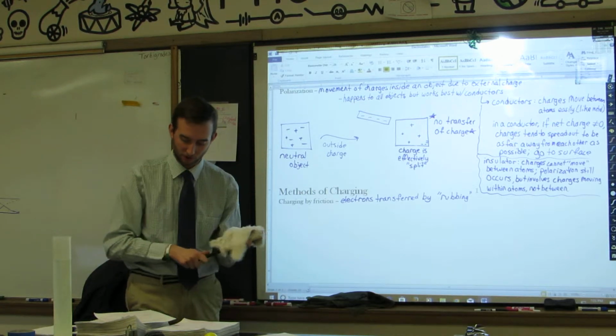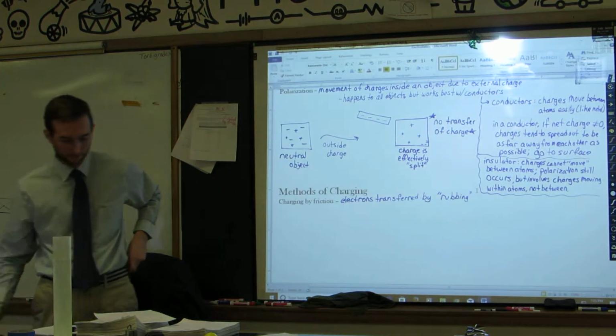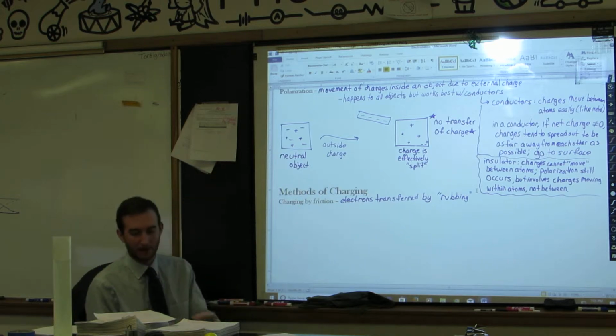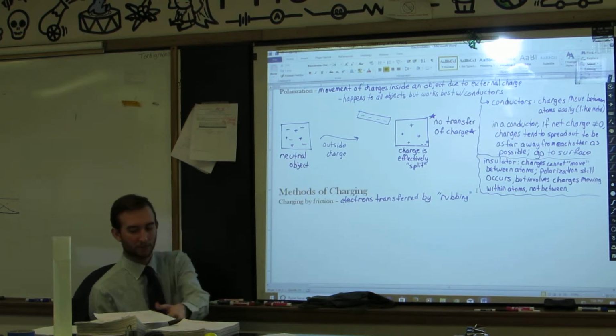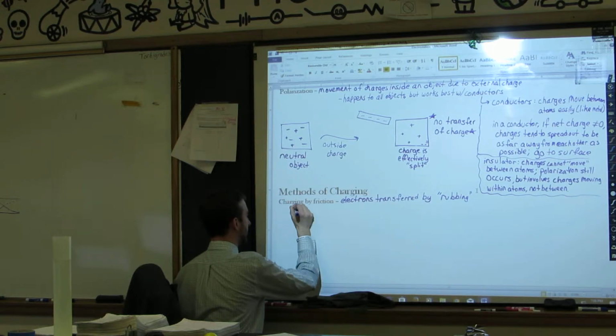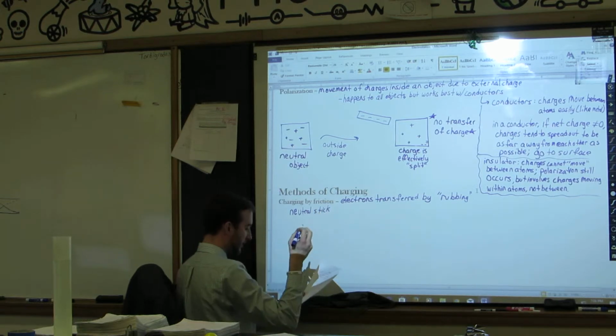If we start with two neutral objects, that should be a little reminder of what we were talking about here. The stick and the fur. So, real quick, a couple of pictures. We're going to start off with a neutral stick. And how are we going to show that it is neutral?